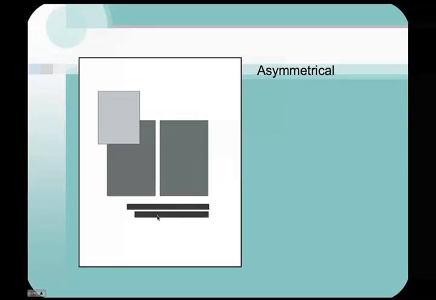If you folded this design in half along its vertical axis, the sides would not match. However, because you have this off to the left, this much, and these two heavy black lines off to the right, you get a visual tension that creates a balance.